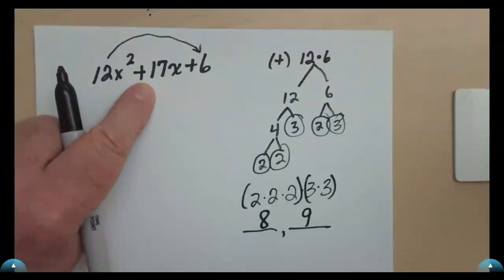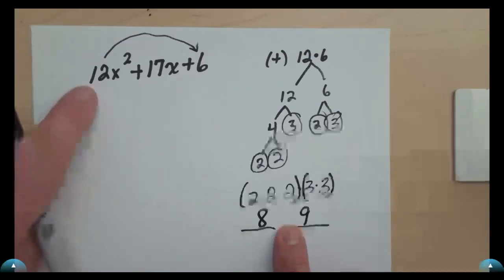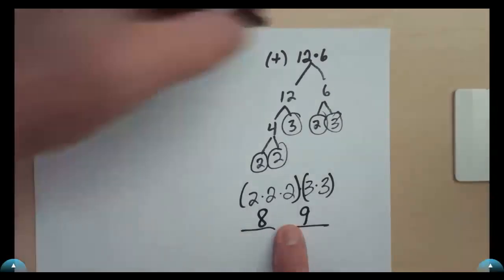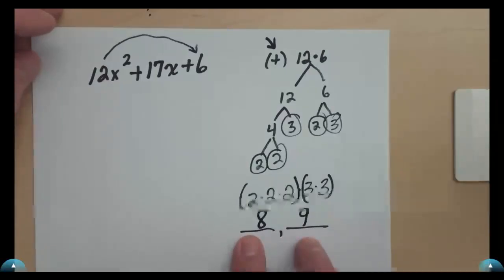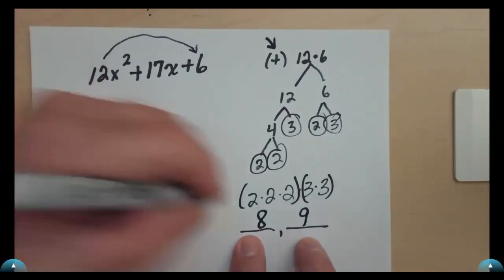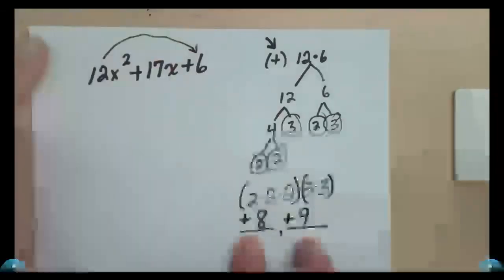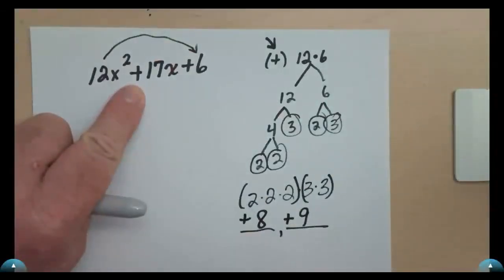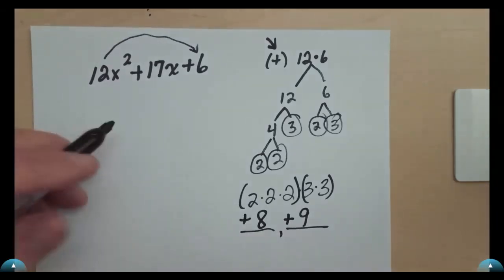Do y'all see? Now, remember, we are having to pay attention to the signs here. We saw it was positive 12 times positive 6, so that is a positive number. So these have to have the same sign, and we know that they have to both be positives, not both negatives, because they add to be positive 17. Everybody see that those numbers add to 17, so we know those are the right numbers.